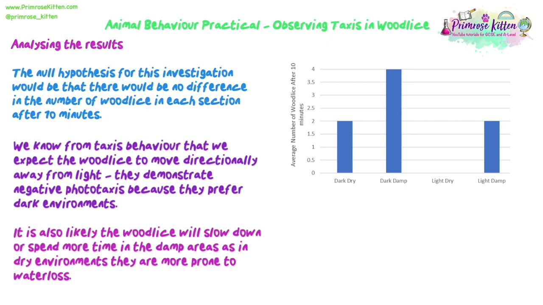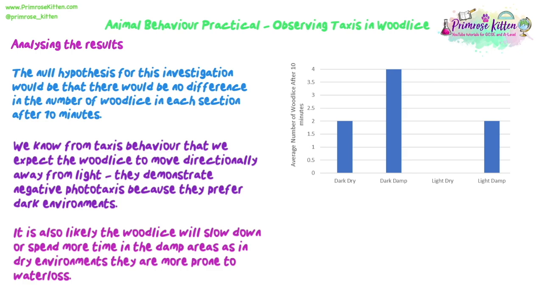It's also likely that the woodlice are going to slow down or spend more time in the damp areas, as in dry environments they're more prone to water loss. They obviously have hard exoskeletons, and they need to be able to respire through spiracles. And so when they open those, they do not want to lose water. So if they're in a dry environment, that risks losing water. So they would spend more time in humid environments. So being able to sense their environment, we expect them to move to where they will be more comfortable or demonstrate negative phototaxis away from light. Again, because it could be due to predation, but also because it means that they would end up in their favourable environment of being dark.